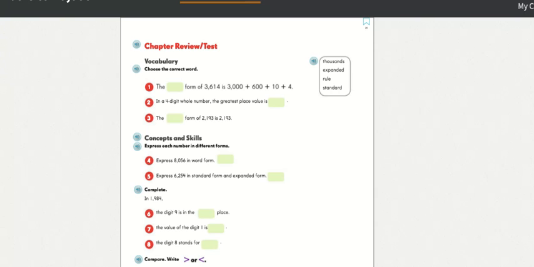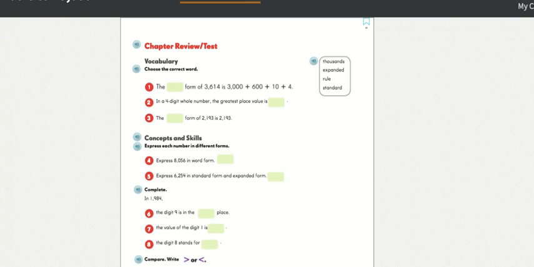Okay, express each number in different forms in word form. Oh boy, so this would mean you'd have to spell out eight thousand, fifty-six. 8,056.